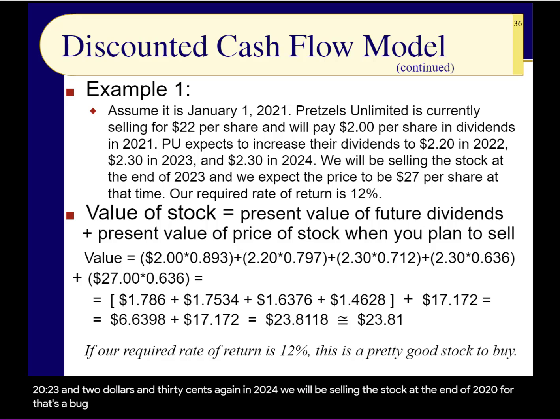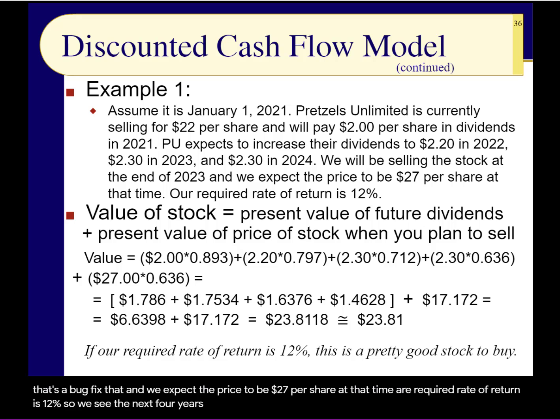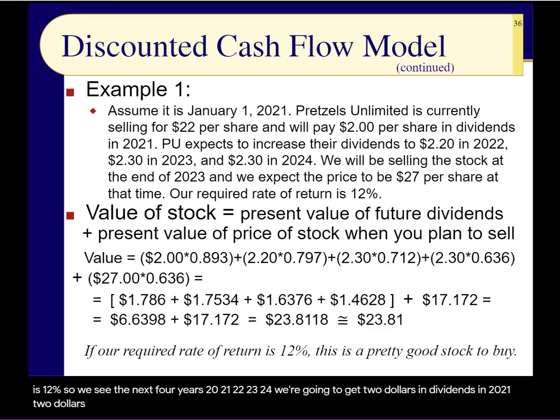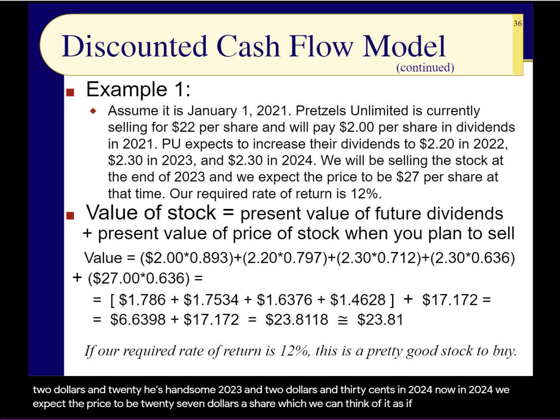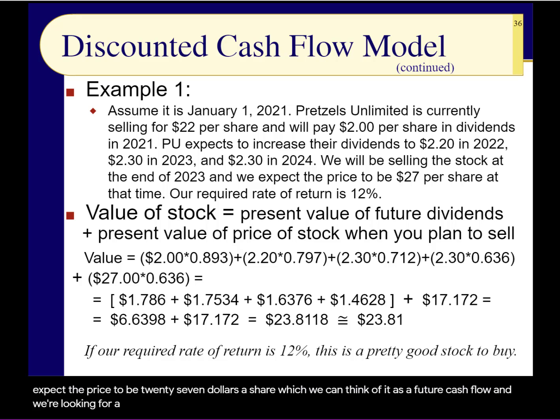That's a bug. I'll fix that. And we expect the price to be $27 per share at that time. Our required rate of return is 12%. So we see the next 4 years, 2021, 2022, 2023, 2024, we're going to get $2 in dividends in 2021, $2.20 in 2022, $2.30 in 2023, and $2.30 in 2024. Now, in 2024, we expect the price to be $27 a share, which we can think of as a future cash flow. And we're looking for a 12% rate of return.